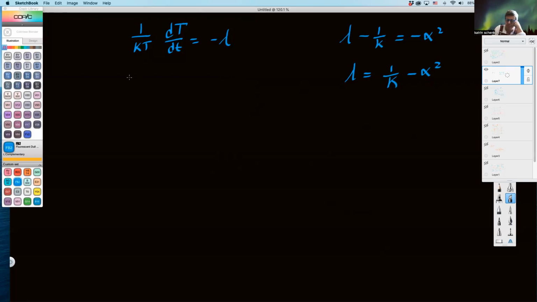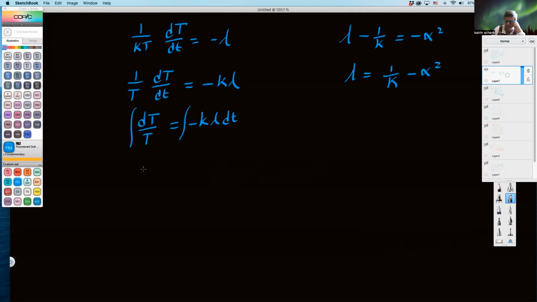So I'm going to rearrange: 1 over T dT/dt equals minus k lambda. Then, of course, I'm doing my separation again: dT over T is equal to minus k lambda dt. Integrate both sides, and after exponentiating, we get T equals e to the minus k lambda t. And then the lambda is this.